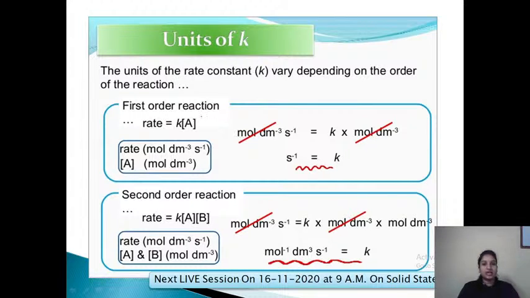Okay. Now how to calculate units of a particular rate constant? So we know rate is equal to k. Let us take, there is a reaction, A gives B. So your reactant is A. So rate is equal to k into concentration of A. We want to find the units of this particular k.